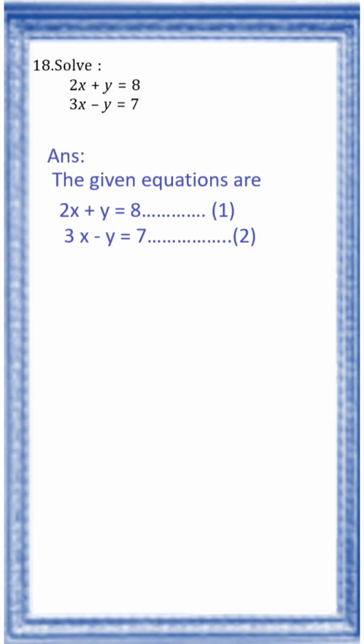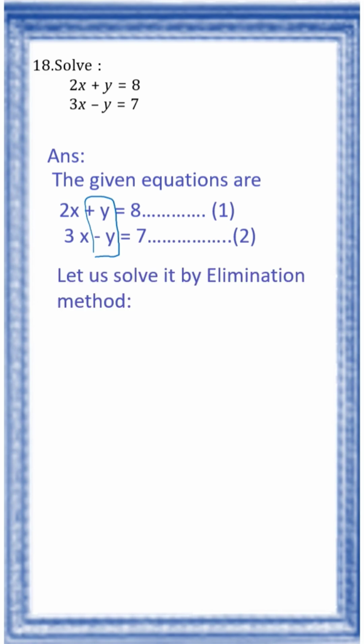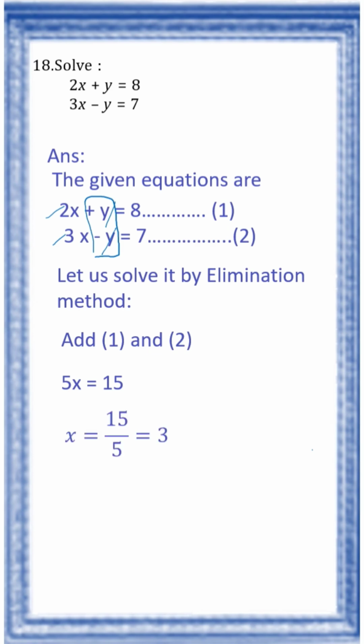Here observe that y has the same coefficient with different signs. So now we can solve it by elimination method. Now equation number 1 and 2 we have to add. 2x plus 3x, that is 5x. This and this get cancelled. 8 plus 7, this is 15. So x is equal to 15 by 5, that is equal to 3. So x is equal to 3.